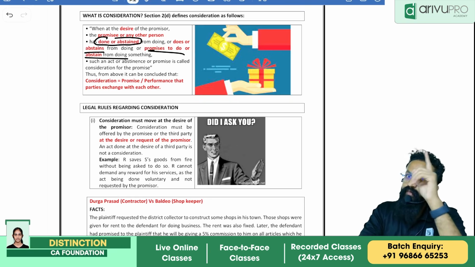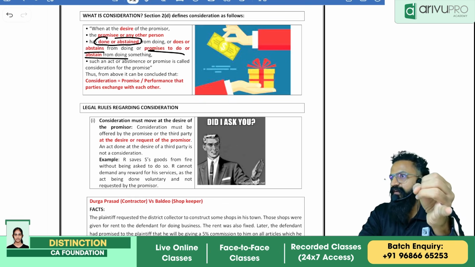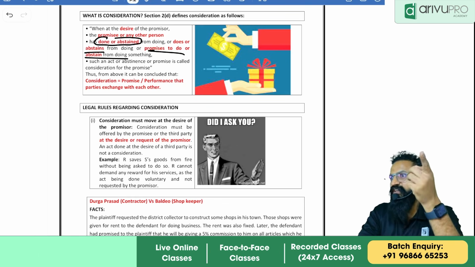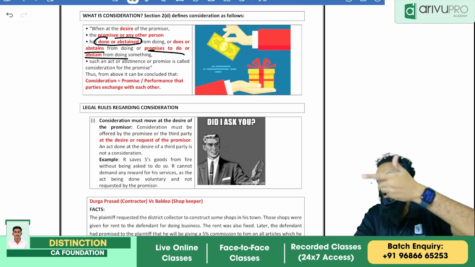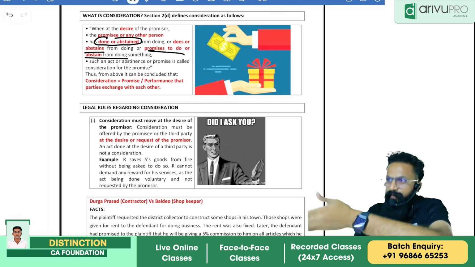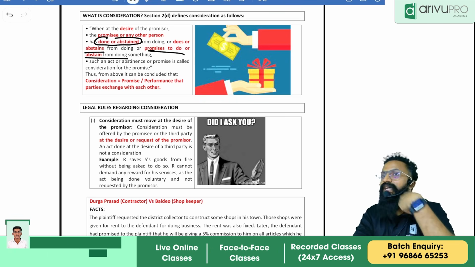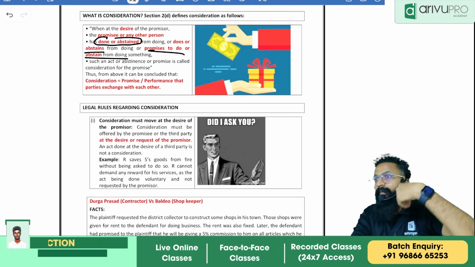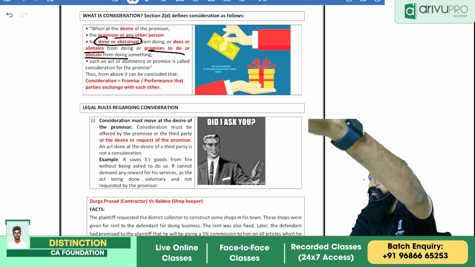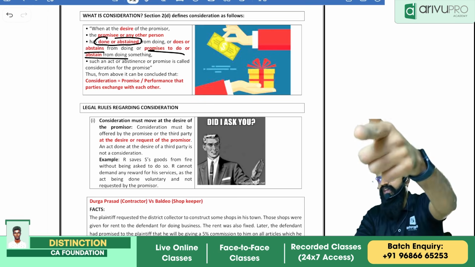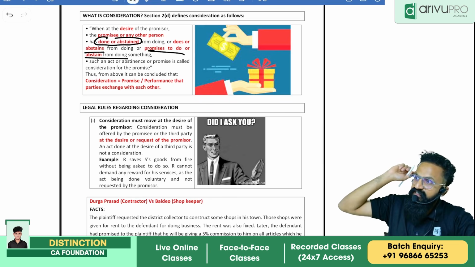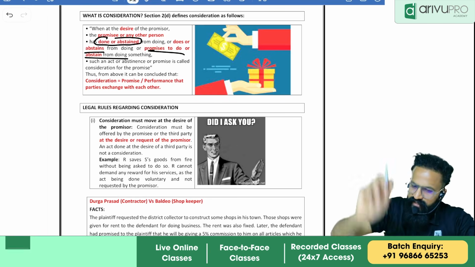Consideration should always move at the desire of the promisor. Consideration can be past, present, future. Consideration can move from the promisee or any other person. I only need not give. Example, Chinnaya versus Ramayya: the uncle got a pension from the lady, but the uncle's sister gave the land. I did not give, but she gave. It is still a valid contract. Agreed? And next one is that consideration need not be adequate.